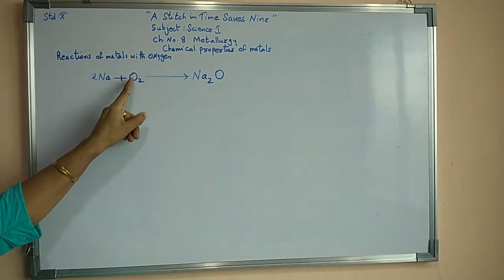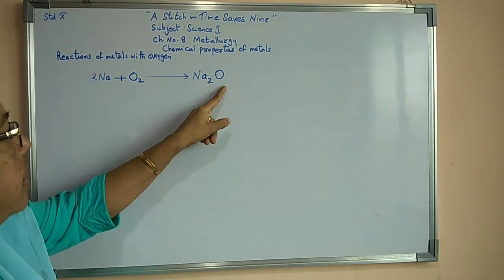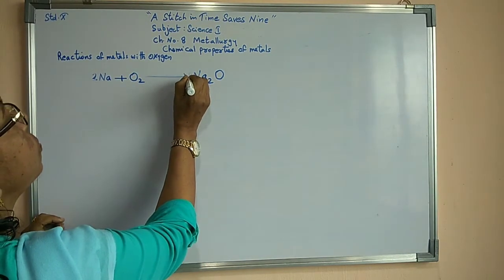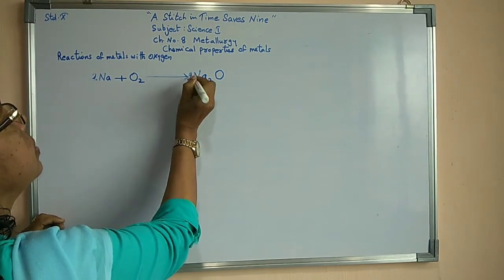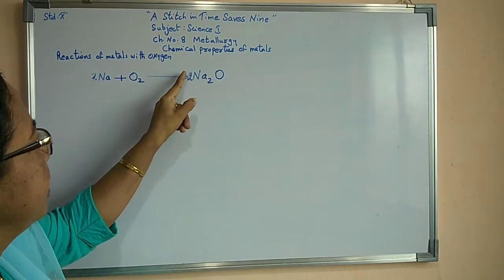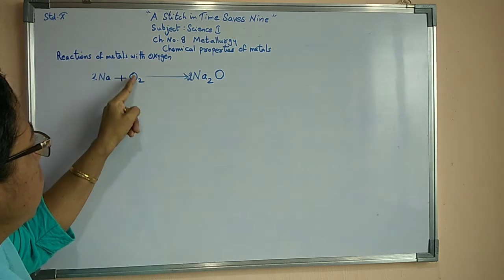Now oxygen here how many? 2. But here how many oxygen? Only 1 is there. So I am writing here now 2. Here 2 I have written. So we can say that 2 oxygen. At the same time here also 2 oxygen.